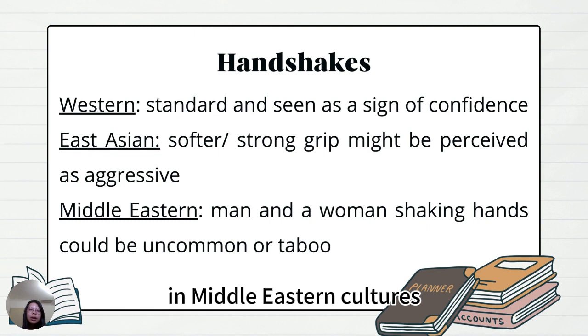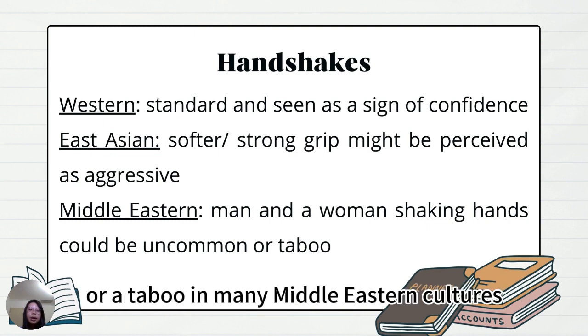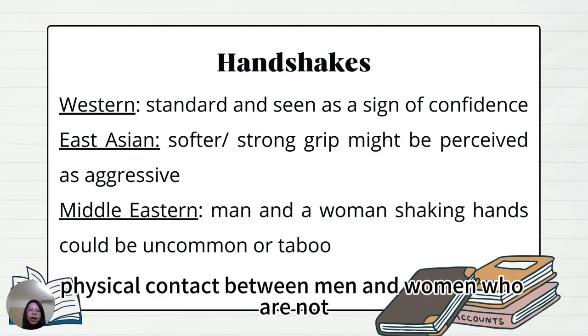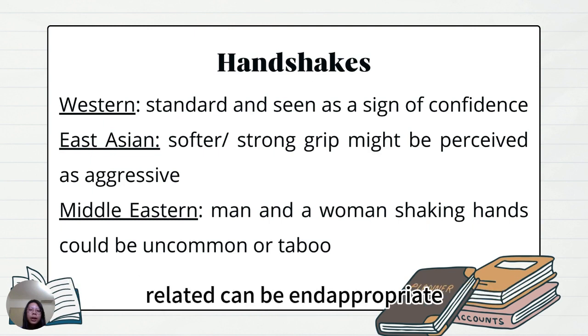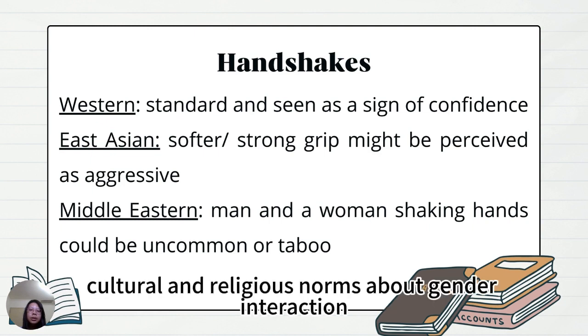In Middle Eastern cultures, men might shake hands firmly, but a man and a woman shaking hands could be uncommon or a taboo. In many Middle Eastern cultures, physical contact between men and women who are not related can be inappropriate, reflecting deep cultural and religious norms about gender interaction.